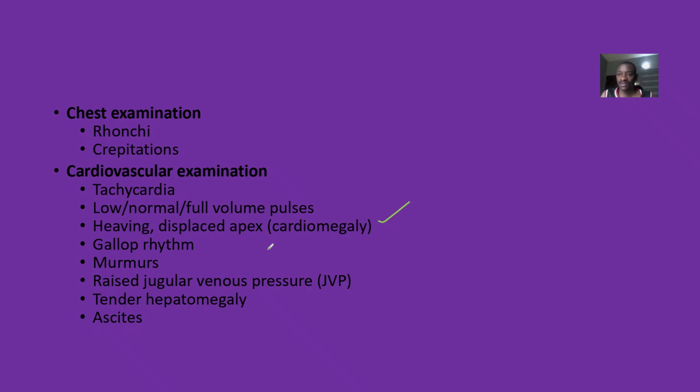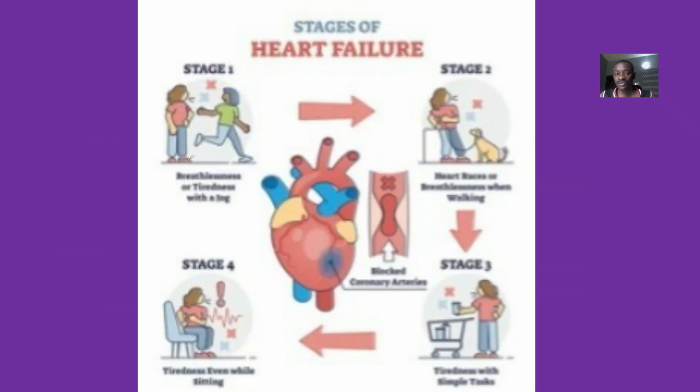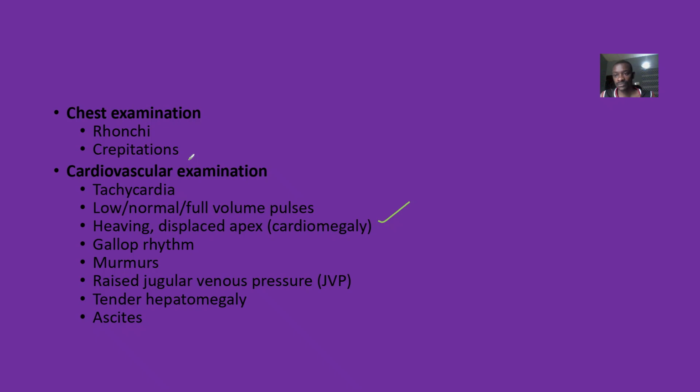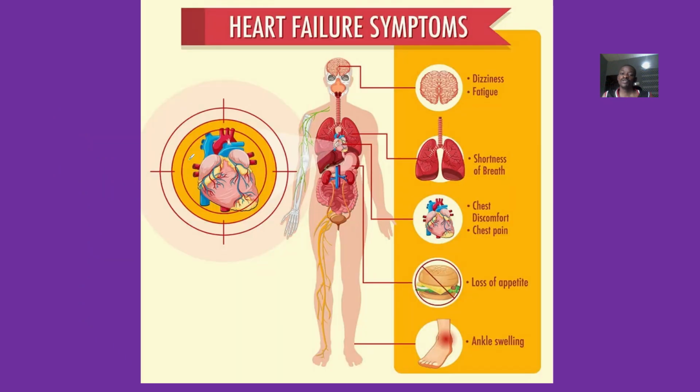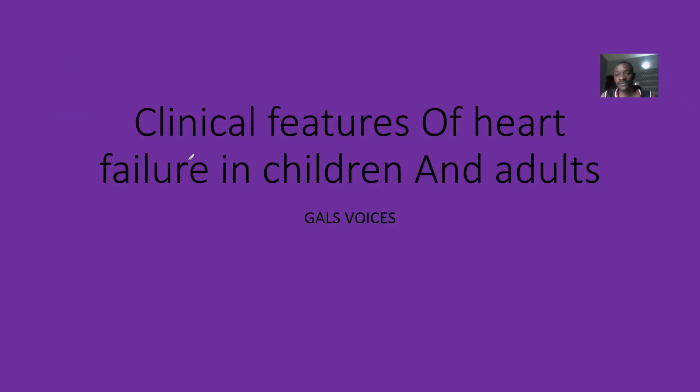then a swollen stomach, that's ascites. So all right, it's just trying to talk about the whole symptoms again. All right, so that's what you can actually pick up in children, in infants and adults, if they have heart failure.